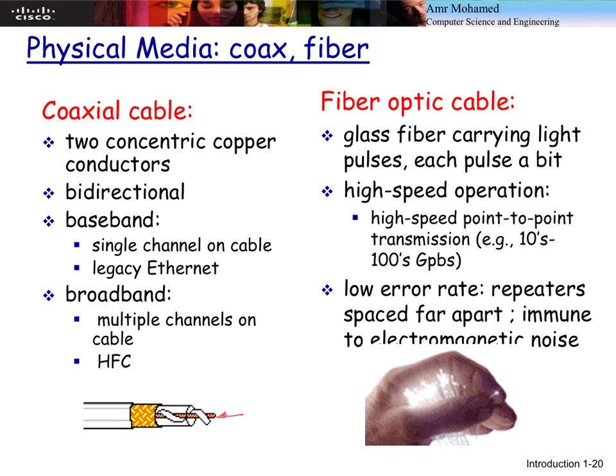Because this is thicker and because of the physical characteristics, the coaxial cable can span in terms of distance maybe 5 times the UTP. So it can get maybe like 500 meters.